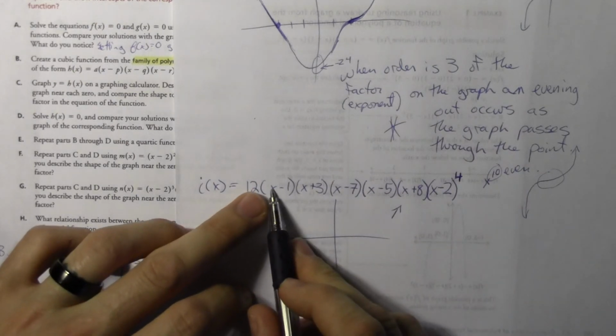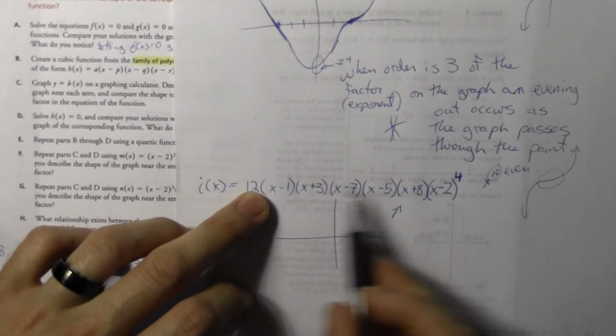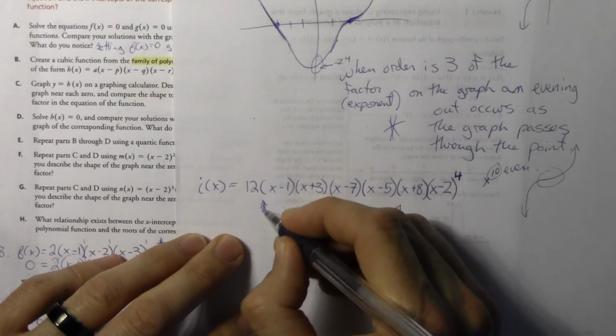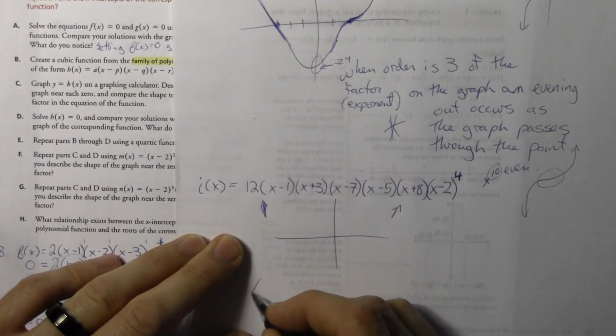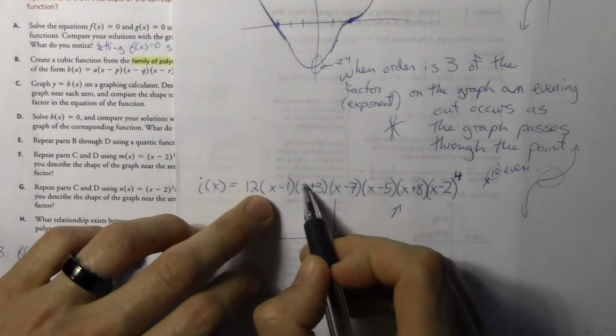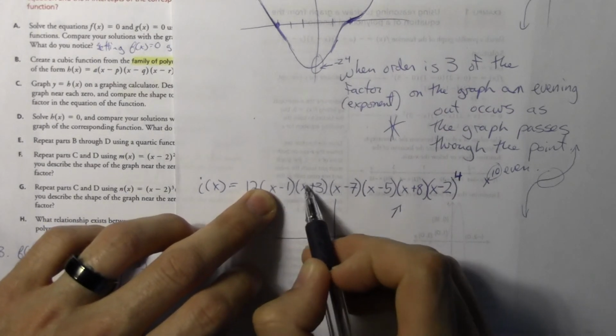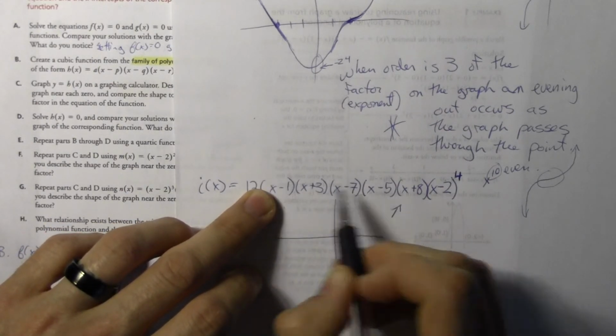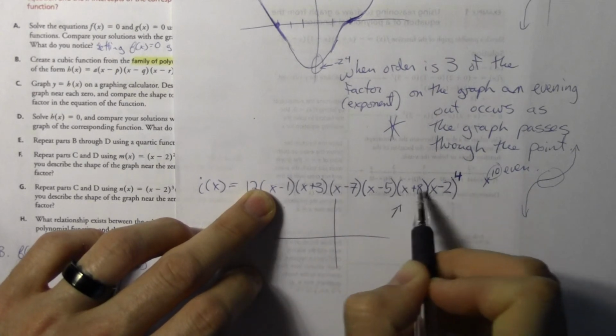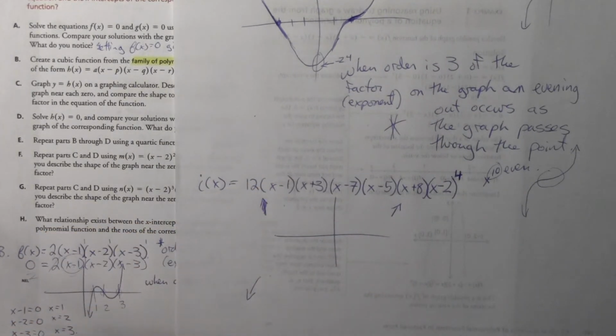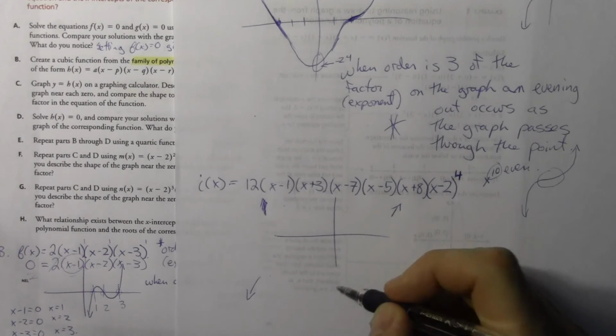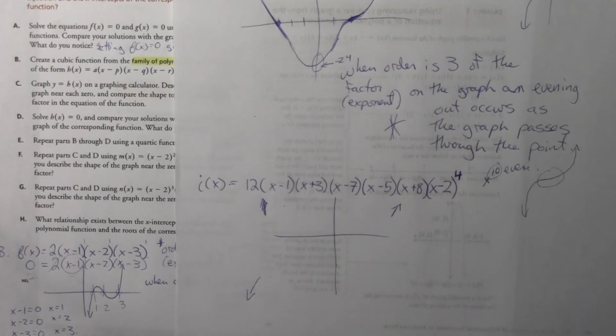Is it 9? 2, 3, 4, 5. Yeah, 9, sorry. So this is squared. So 2, 3, 4, 5 plus 4 is 9. Okay? So there's my end behaviors.